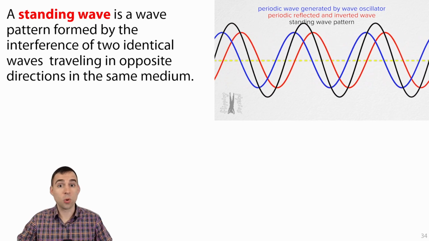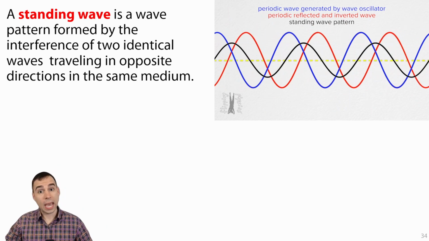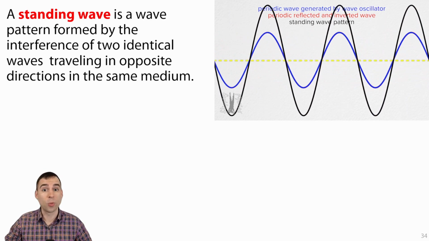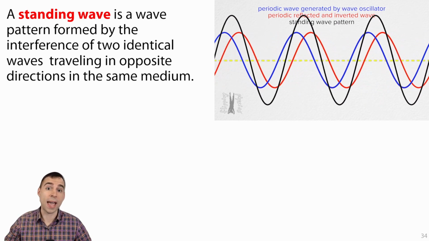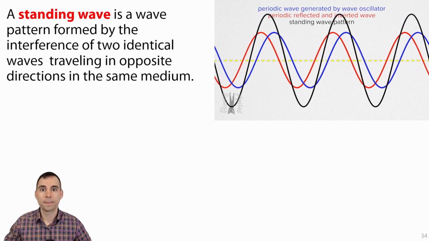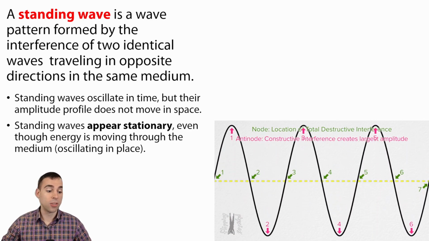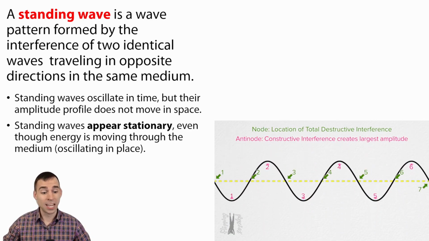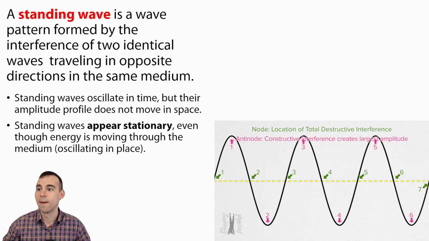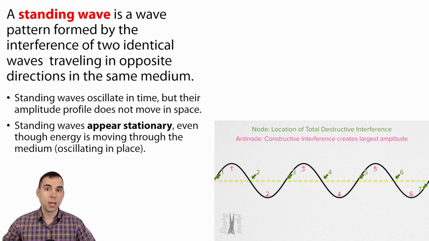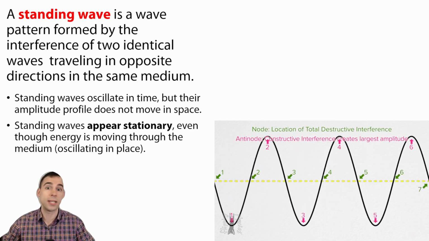A standing wave is a wave pattern formed by two identical counterpropagating waves. So again, the blue wave is our incident wave and the red wave is the reflected wave. And when those two waves interact, they give the resultant black wave, which is a standing wave. If we take away the incident and the reflected waves, the resultant wave appears like this, just a wave that's dancing in place, not actually traveling, it's standing there. These standing waves oscillate in time, but their amplitude profile doesn't move at all in space.